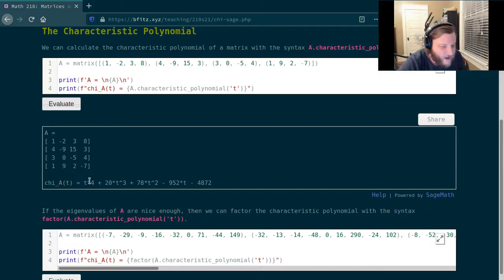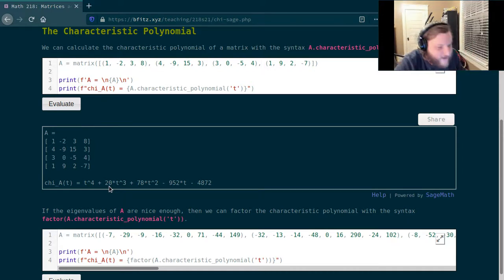That makes sense. And so we get t to the fourth plus 20t cubed minus 78t squared minus 952t minus 4,872. Now remember what we said about the Vieta formulas and how they tell us information about the trace and determinant of this matrix. The trace is always the negative of the t to the n minus 1 term, where n is the size of the matrix. So here, n is 4, and the coefficient in front of t cubed is 20. That tells us that the trace of this matrix is negative 20.